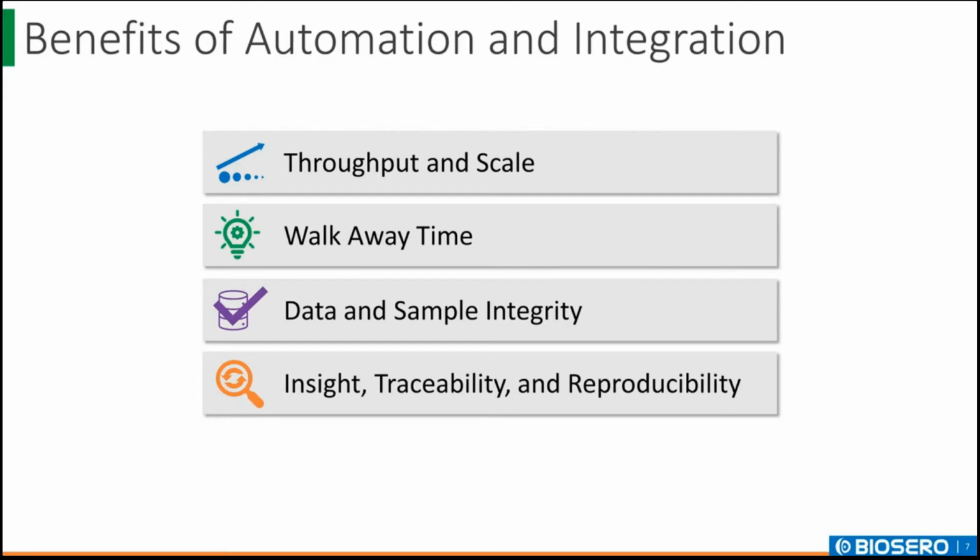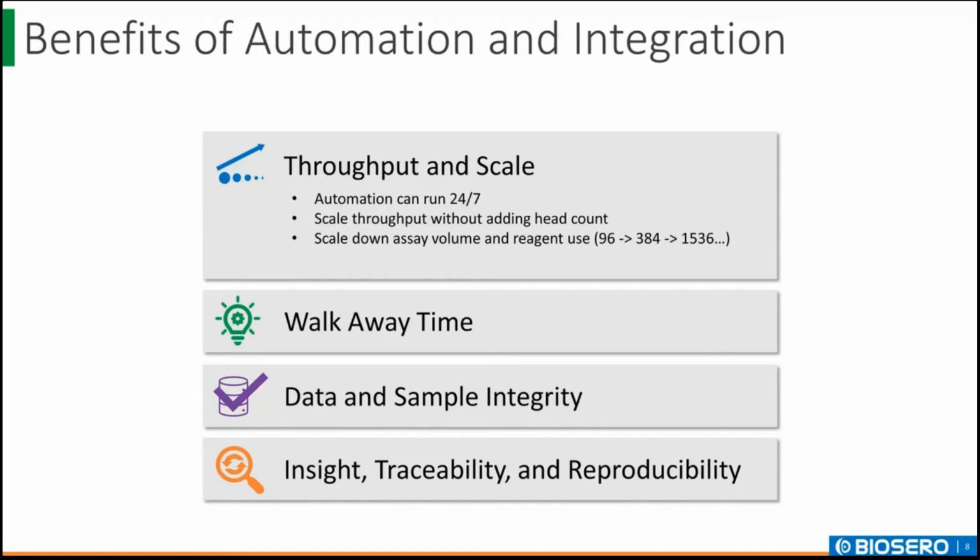The most obvious is throughput and scale. Automation can run 24/7, overnight, over the weekends. The scale can be thought of in two different ways here. Once you're automated, it's easy to increase your throughput by simply scaling up, buying a second system, a third system, etc. But scale can also be scaling down. If you change your assay volumes to use fewer reagents, you can scale down from 96 well plates to 384, 1536, or even further. So automation provides the ability to scale down in those ways that both provide cost savings as well as increase in throughput and allow assay miniaturization, and can operate at a scale that human beings aren't capable of.